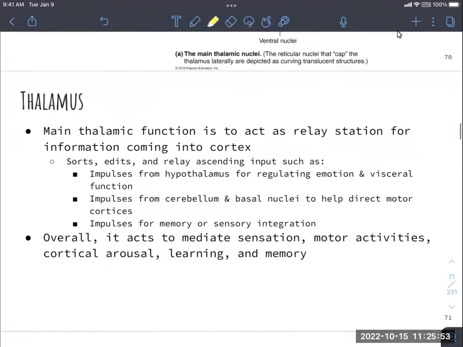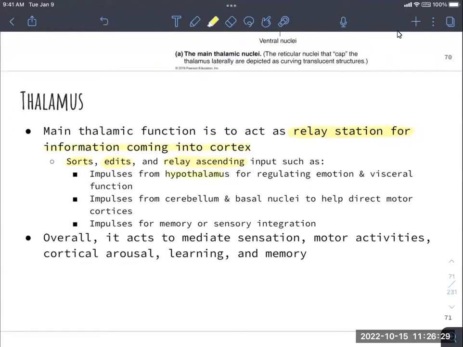But the thalamus takes information that is coming into the cortex. So as information comes up the spinal cord, it goes through the thalamus first, and it kind of sorts that information. Where does it need to go? It edits that information so we know what's actually going on. And then it's going to send it to the right part of the brain.